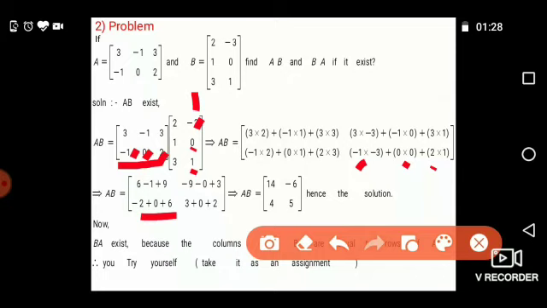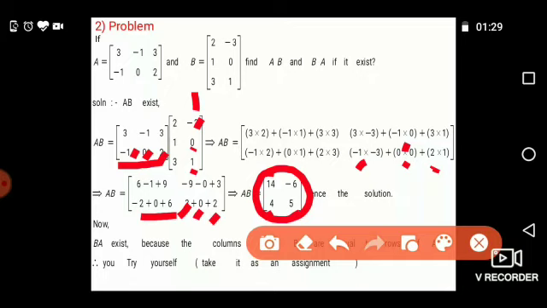And for the last two elements, minus 1 into minus 1 is plus 3, 0 into 0 is 0, and 2 into 1 is 2. Therefore, the matrix has the last two elements 4 and 5. Therefore, AB exists and it is of order 2 cross 2. The elements of AB are 14, minus 6, 4, 5. Hence, the solution of the given matrix.